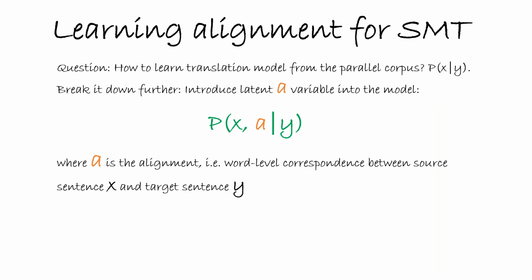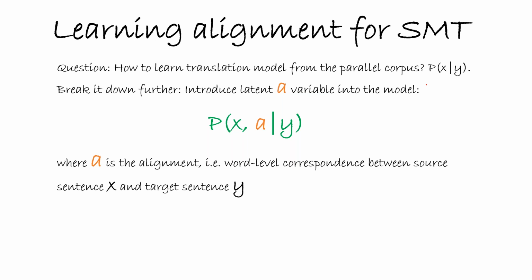So with SMT, there is another thing that came into the picture, which is alignment. How do we learn the translation model from the parallel corpus, P of x given y? I'm still talking about the same concept, going deeper into SMT and the technique used. It's very basic mathematics, and it's very important to understand here. We can break it down further and introduce a latent variable into the model.